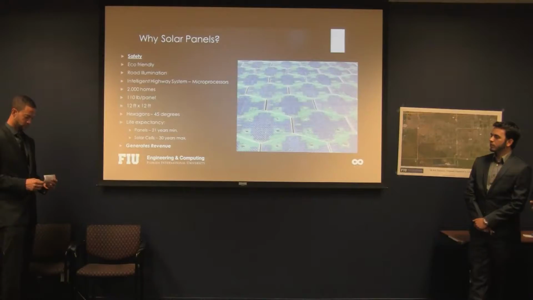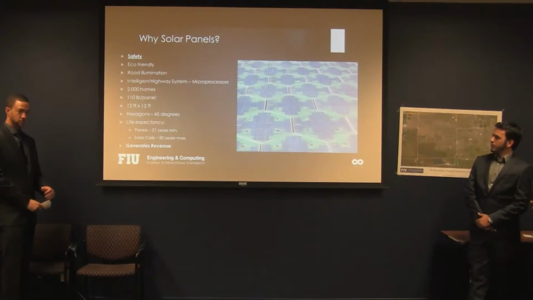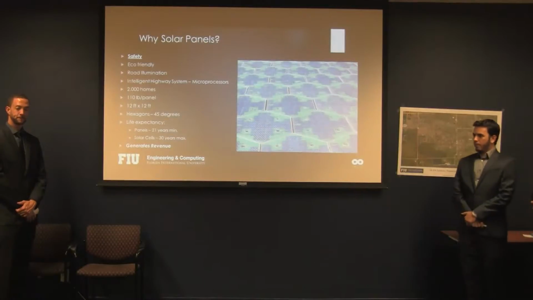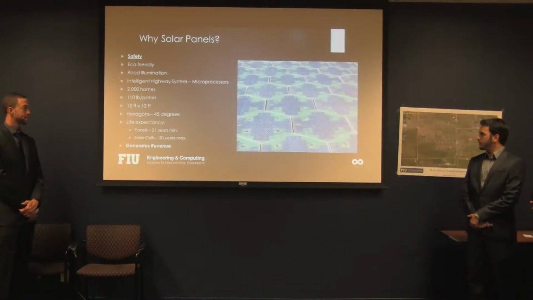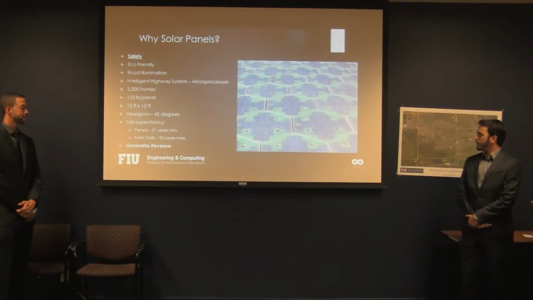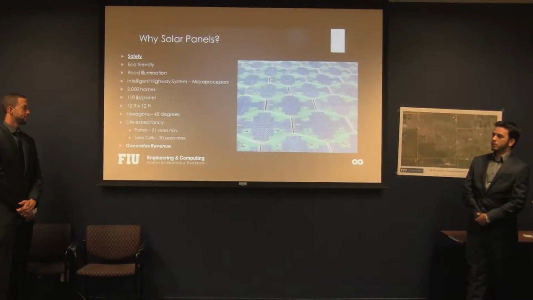Each panel is about 110 pounds, and the size is about 12 by 12 feet. Now, as Brendan was saying, the hexagon repeats itself. Here you can see the shape of a hexagon. Within the hexagon are smaller hexagons and smaller hexagons. I call it the hexagon inception. And the hexagons have 6 faces, and they're placed at 45-degree angles. There's a reason for that as well.